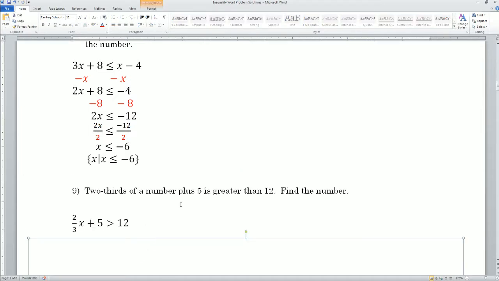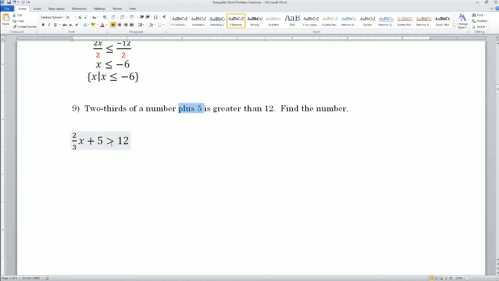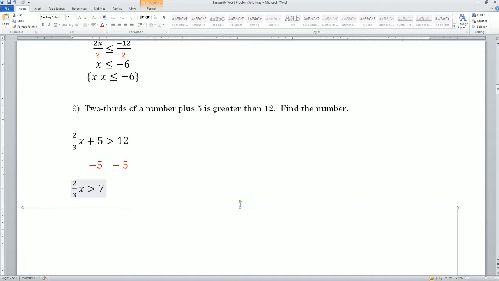Two-thirds of a number plus 5 is greater than 12. Find that number. 2/3, it's a fraction. 2/3 x plus 5 is greater than 12. Subtract 5 from both sides. How do you deal with that fraction?